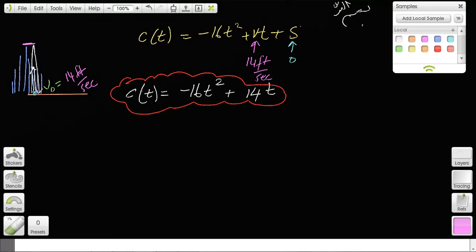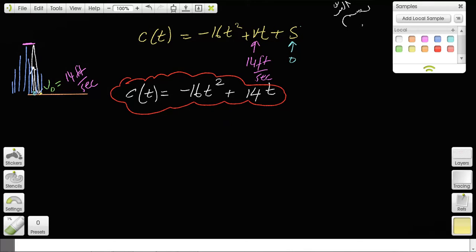But anyways, this vertical motion equation basically tells you how high the cat is going to be at any given time. What we want to know is how long it will take for the cat to go down. Well, what's the height of the cat when it reaches the bottom?